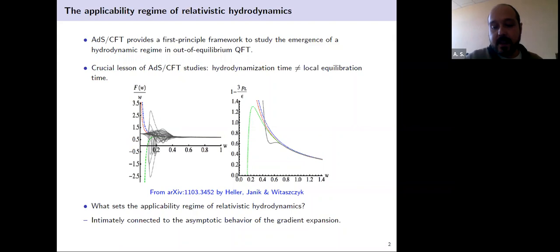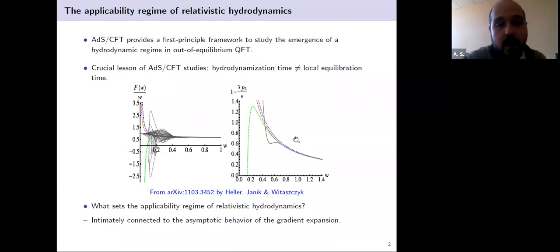And these studies in AdS/CFT started more than 10 years ago with the motivation of understanding better the success of relativistic hydrodynamics in the modeling of the quark-gluon plasma formed in nuclear collisions. And the main lesson that stems from them is that there is a difference between the hydrodynamization time, this time being the time at which relativistic hydrodynamics, when truncated at low order, becomes applicable and describes successfully the stress energy tensor of these thermalizing states, and the local equilibration time, which is the time for the system to attain a regime of local thermal equilibrium.